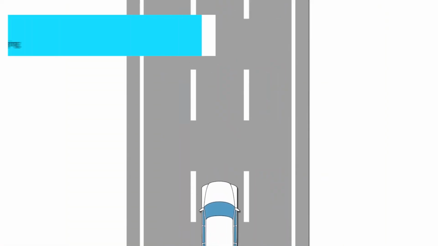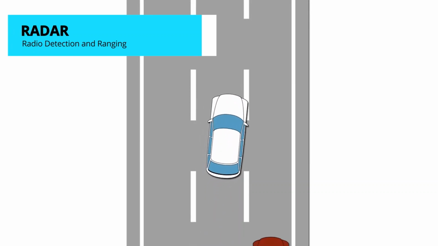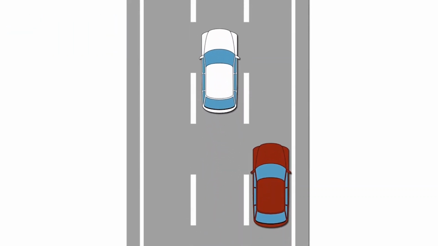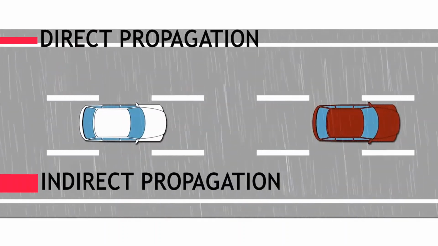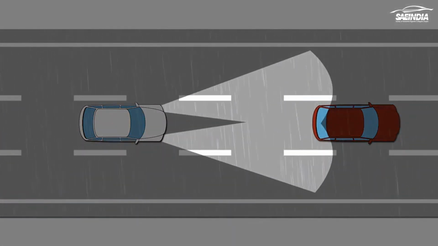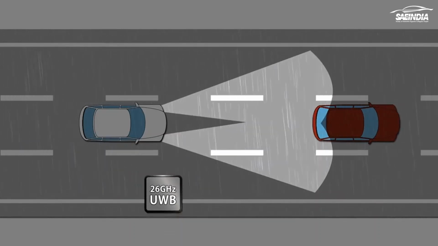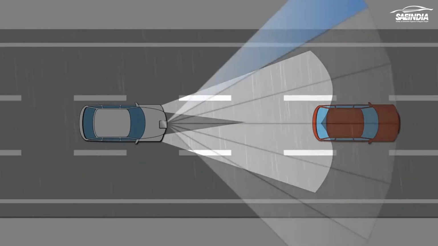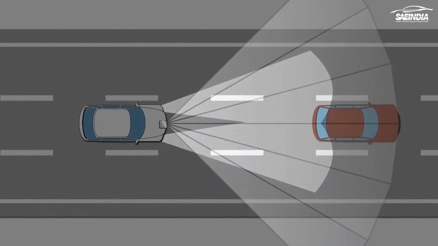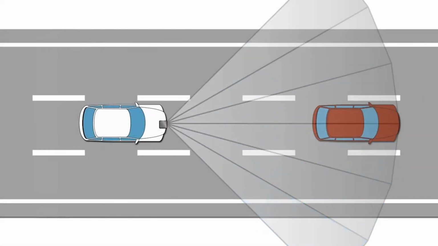Radio detection and ranging, shortly radar. In ADAS systems, two basic propagation methods are used, direct propagation and indirect propagation. In both cases, they operate by emitting radio frequencies and measuring the propagation time of the return reflection, allowing the measurement of distance, size, and relative speed of the objects.